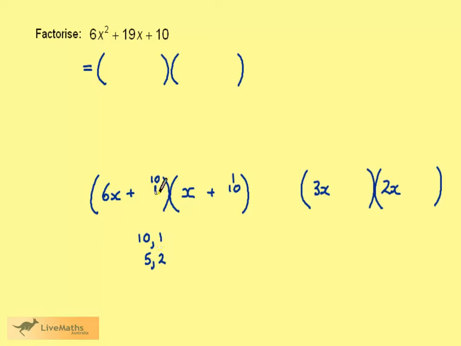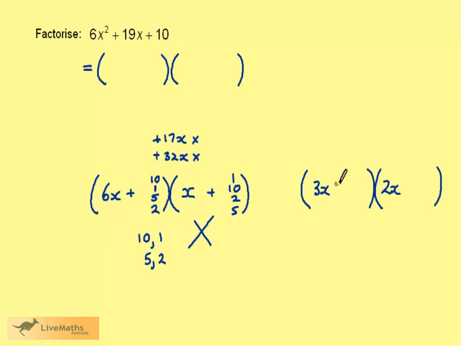Now considering 5 and 2, putting 5 in the left and 2 in the right, we have 5x plus 12x, which is 17x, and that's not right either. Trying them the other way round, we have 2x and 30x, which is 32x, so that's not right either. And we've tried every possibility for the bracket that has 6x and x now, so it's not this bracket.